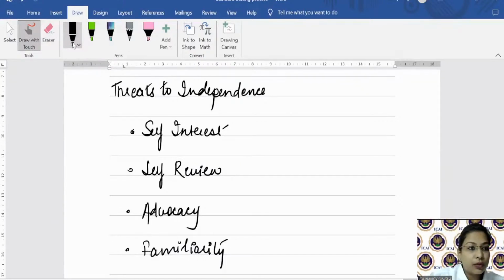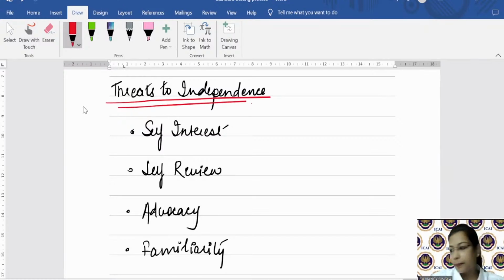So the next topic is what? Threats to independence.